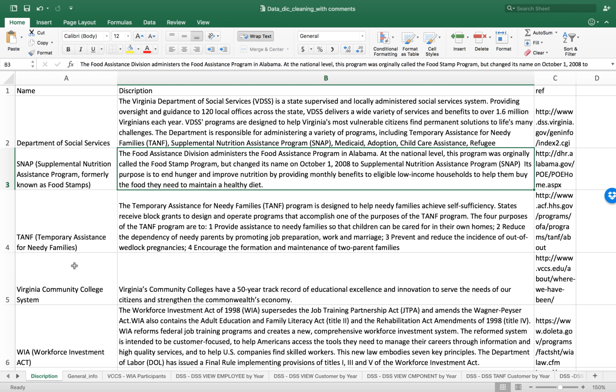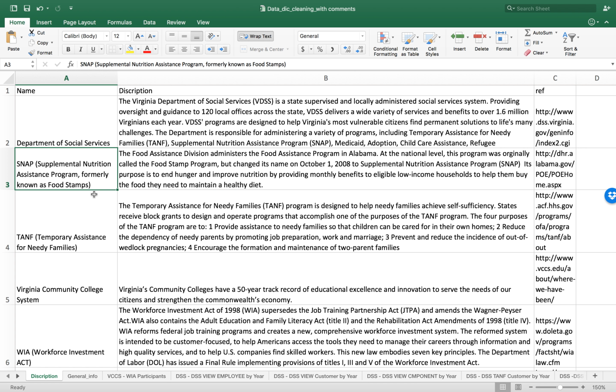SNAP is the Supplemental Nutrition Assistance Program. It's for when people are in a really bad situation, and our government needs to make sure they will not find it hard to get food. So this program was established for this reason.